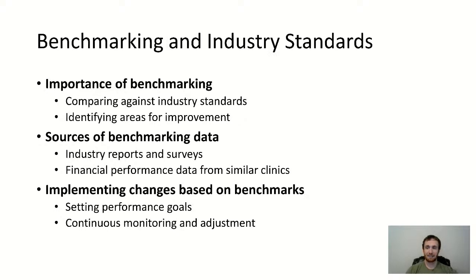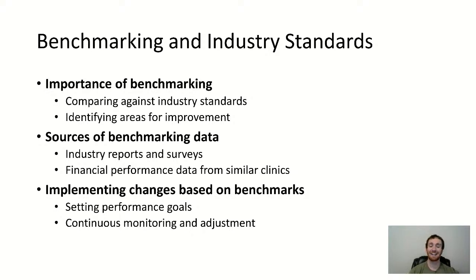Benchmarking and industry standards. Your clinic, while it is self-contained, is one of many. You can compare how you are doing against the industry standards to make sure that you fall in line with what is typical. If it is typical for a clinic to grow 3 to 5% in a year and you're growing 1%, you're behind the industry standard.